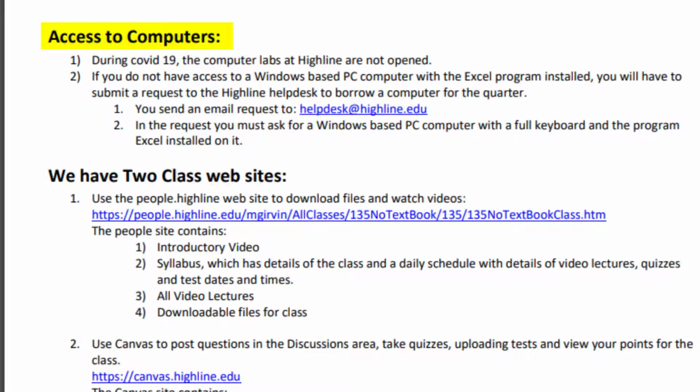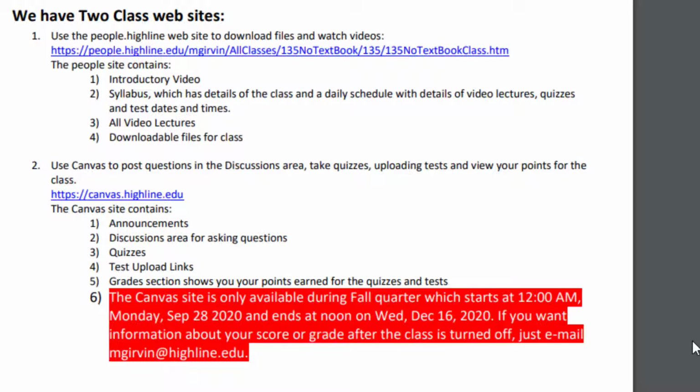Now, accessing computers at Highline. During COVID-19, the computer labs are closed. And actually, I've already contacted almost everyone in the class, making sure you have the right computer. The policy at Highline is if you don't have the right computer and you need one, you have to send an email to the help desk. And in the request, you must ask for a Windows-based PC computer with a full keyboard and the program Excel installed on it.